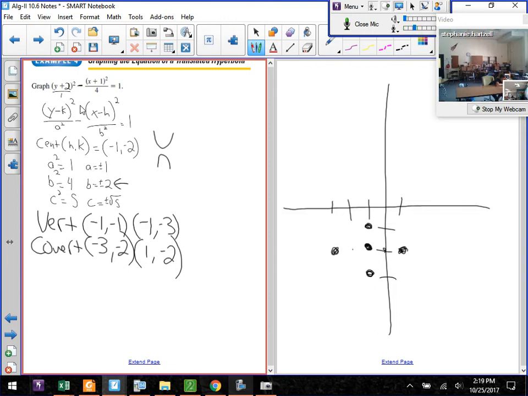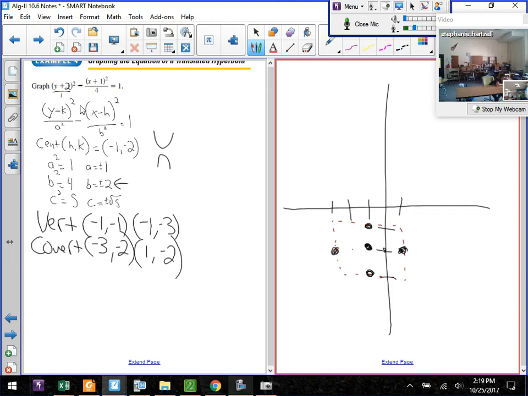Moving left and right. The hyperbola then gets a box around the edges, which means I have to then put in my asymptotes.